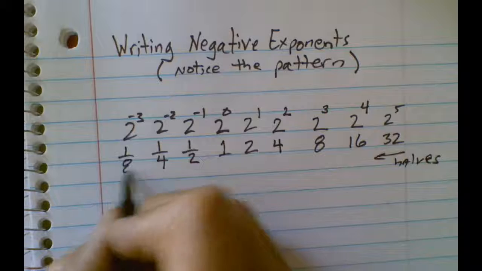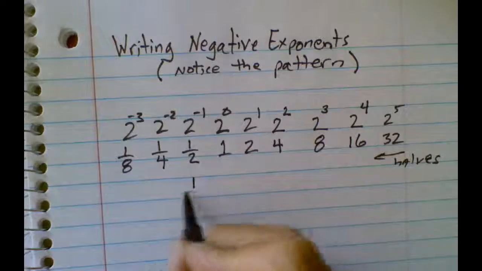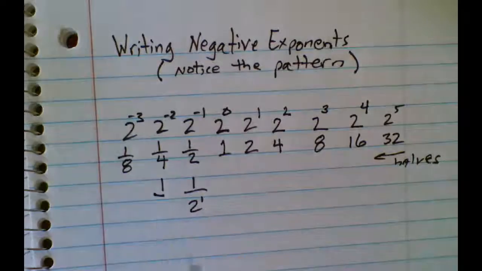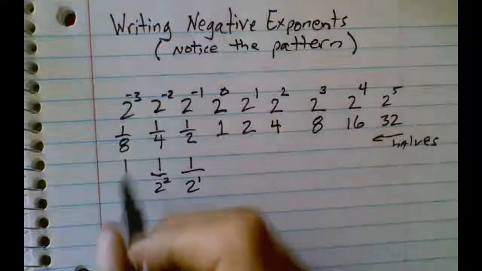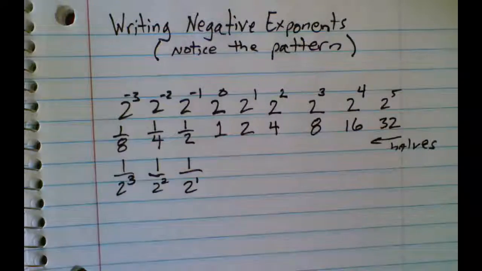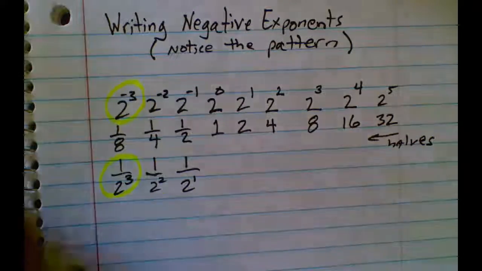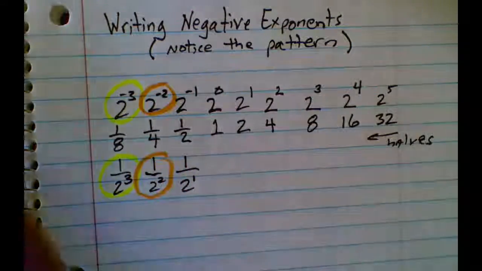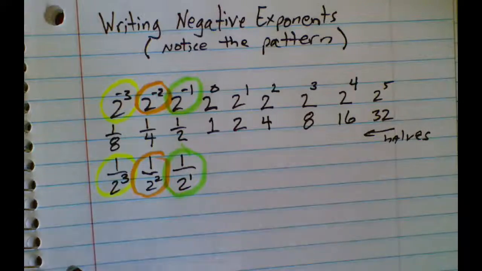Well, I noticed that I can rewrite 2 as 1 over 2 to the first power, and 4 is just 2 squared. So I can rewrite it like this: 1 over 2 to the second power. And 8, which I knew over here, was 2 to the third power. So there seems to be a pattern when I look at here and here, when I look at here and here, when I look at here and here. And that is the negative exponent rule.